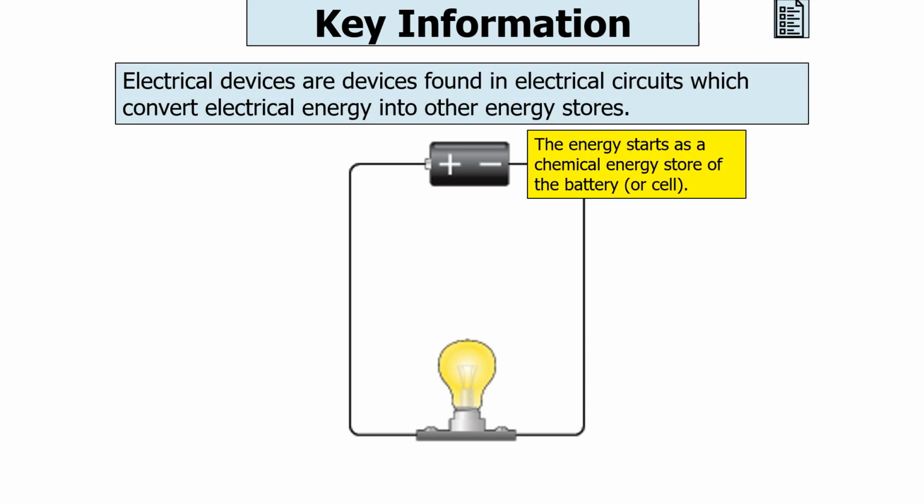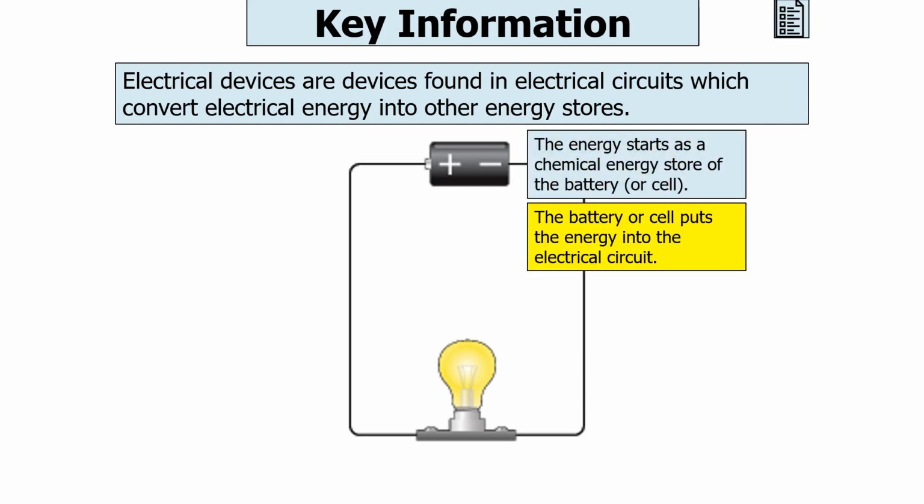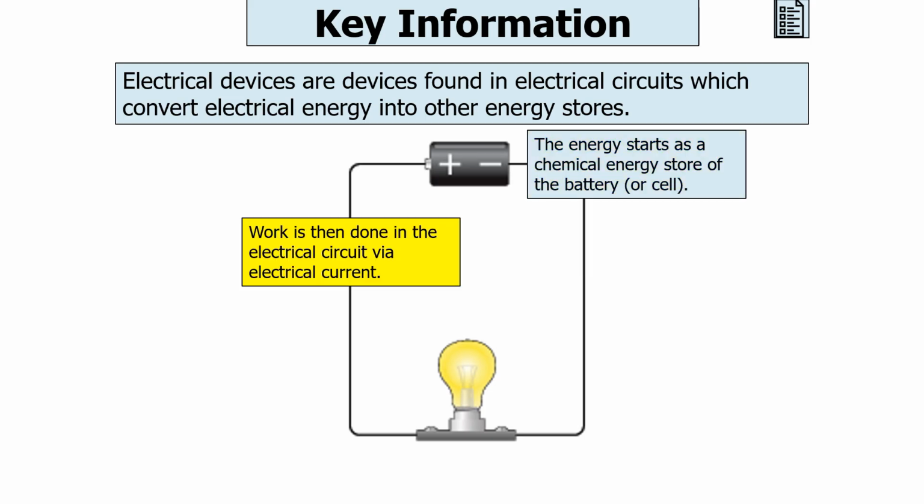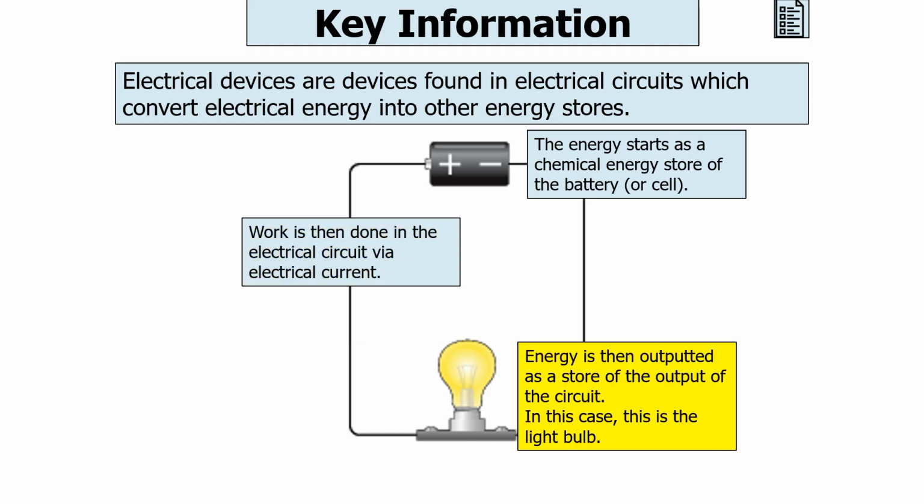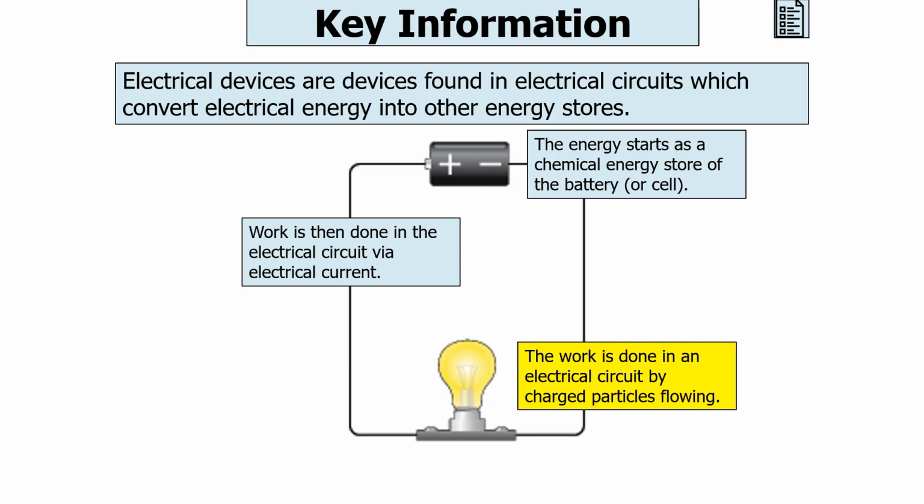So here, the energy starts as the chemical energy store of the battery or cell. Now the battery or cell puts the energy into the electrical circuit. Work is then done in the electrical circuit via electrical current. So work is done when charge is moved around the circuit. Energy is then outputted as a store of the output of the circuit. In this case, this is the light bulb. So the work is done in an electrical circuit by charged particles flowing. So we can say the work is done by the movement of charge.